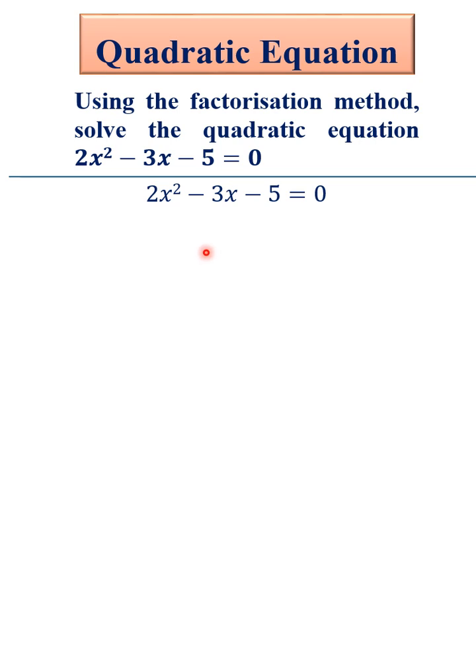Hello guys, let us look at this quadratic equation. The question says, using the factorization method, solve the quadratic equation 2x² − 3x − 5 = 0. It is a quadratic equation because it has an equal to sign, and the highest power of x here is 2. So we have the equation like this.